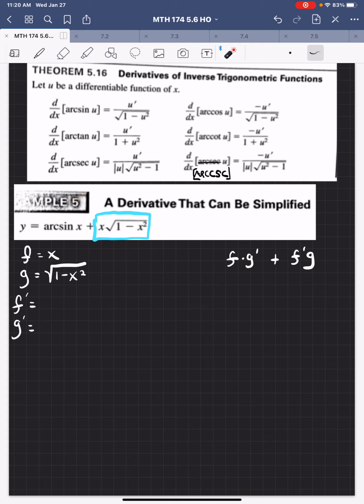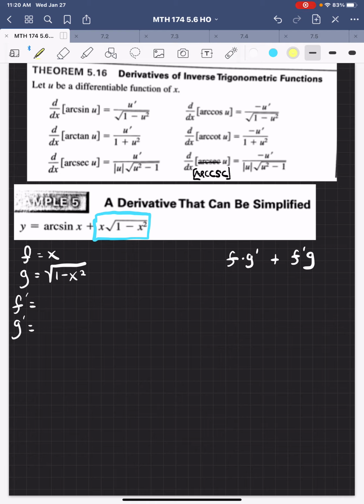So hopefully at this point you at least see that this is a product, right? And if it's a product, then you're going to need a product rule. Now you might be pretty savvy and notice that this is also going to be a chain. But as long as you notice that there's going to be a product, then you're up and running. Ready? So let's let f of x be defined as x, and g of x be the square root of 1 minus x squared. We're going to need f prime and g prime, both with respect to x. So let's start with f prime.